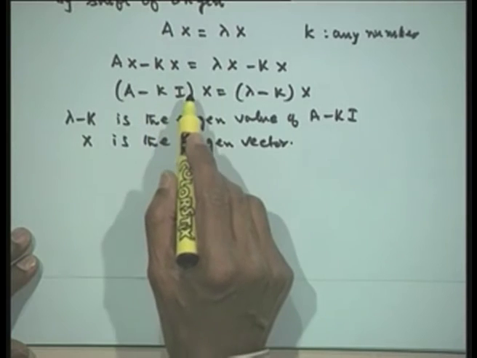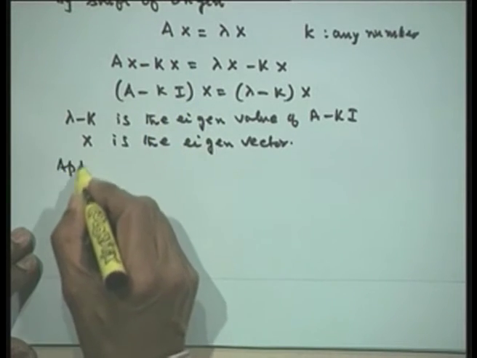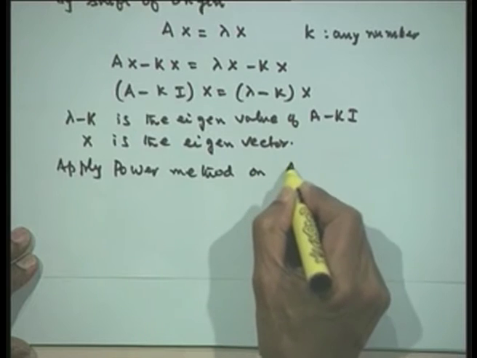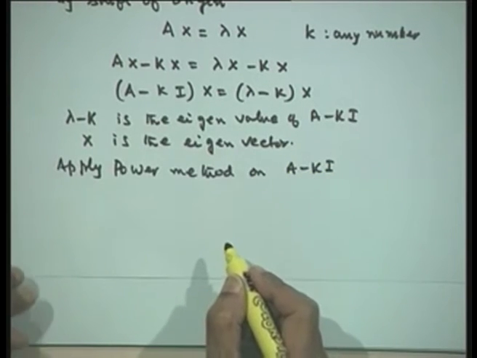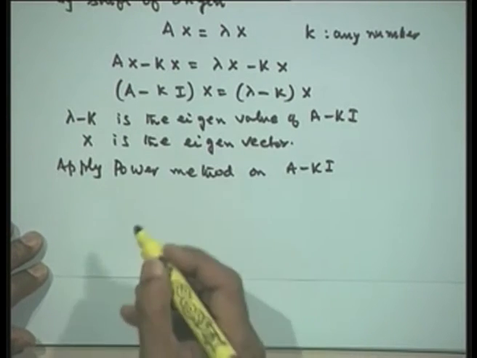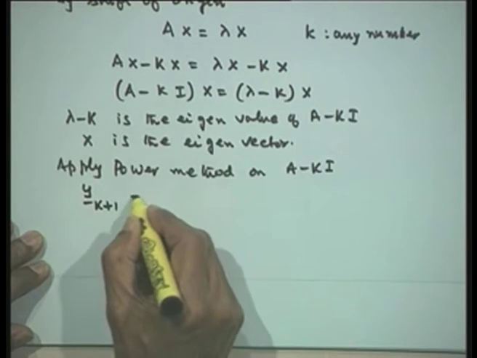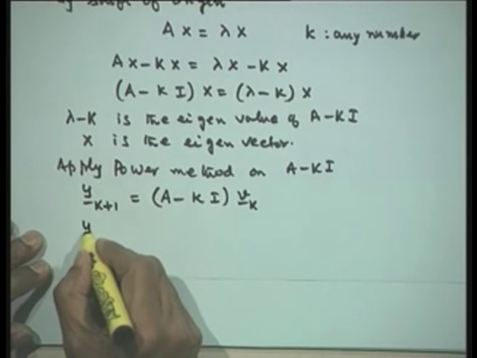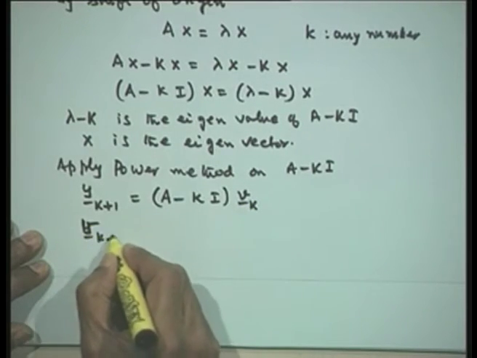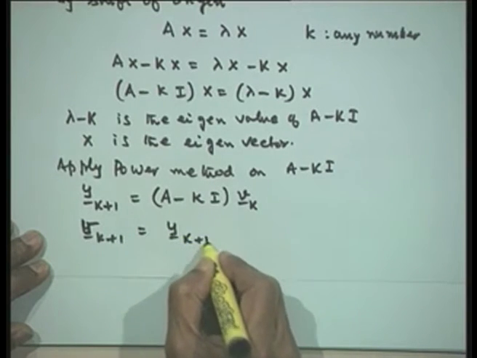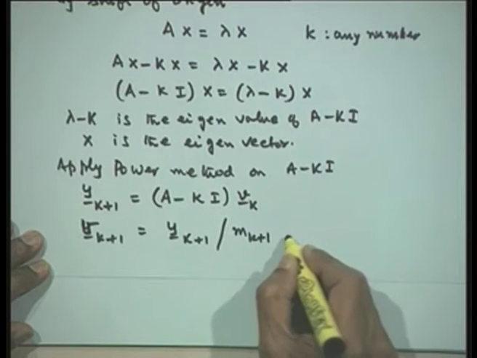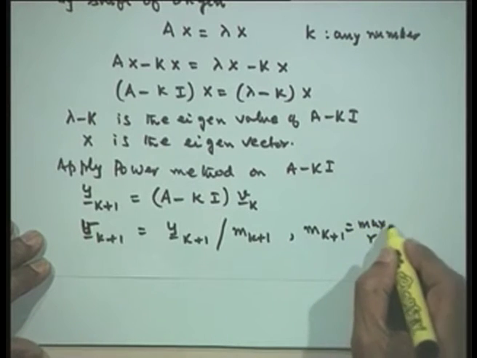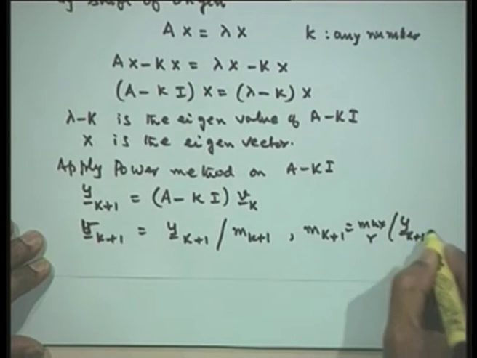Now, we can apply the power method on A minus k I. That means we are going to write y k plus 1 is equal to (A minus k I) v k, and v k plus 1 is equal to y k plus 1 divided by m k plus 1, where m k plus 1 is the maximum in magnitude of the elements of y k plus 1.